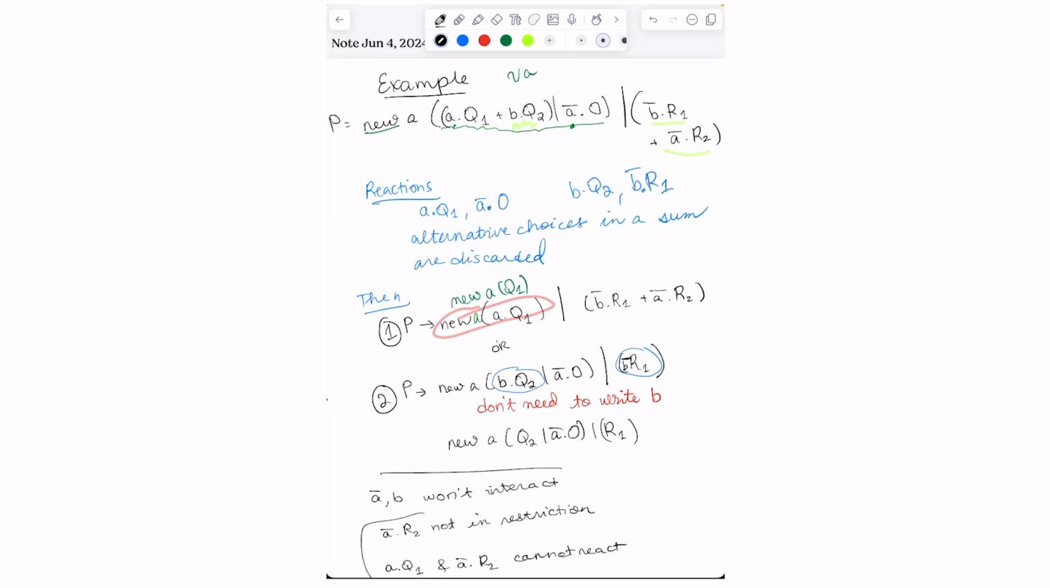Yeah. I mean, you can still be confused about one, but let's think about this. I actually wrote out steps here. So BQ2 reacts with B bar R1. So I discarded the alternative choice AQ1 and A bar R2. But then this reaction just doesn't happen. So it stays. There was nothing for it to react to. So it just stayed. Well, first of all, do I have the right number of parentheses?